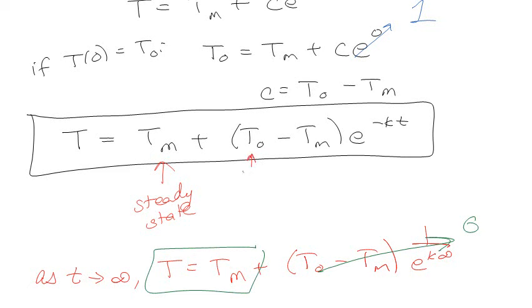Then right here you have your initial condition, and again your steady state. So we see the same format again, even though it's a totally different type of problem. And this is called your transient response.